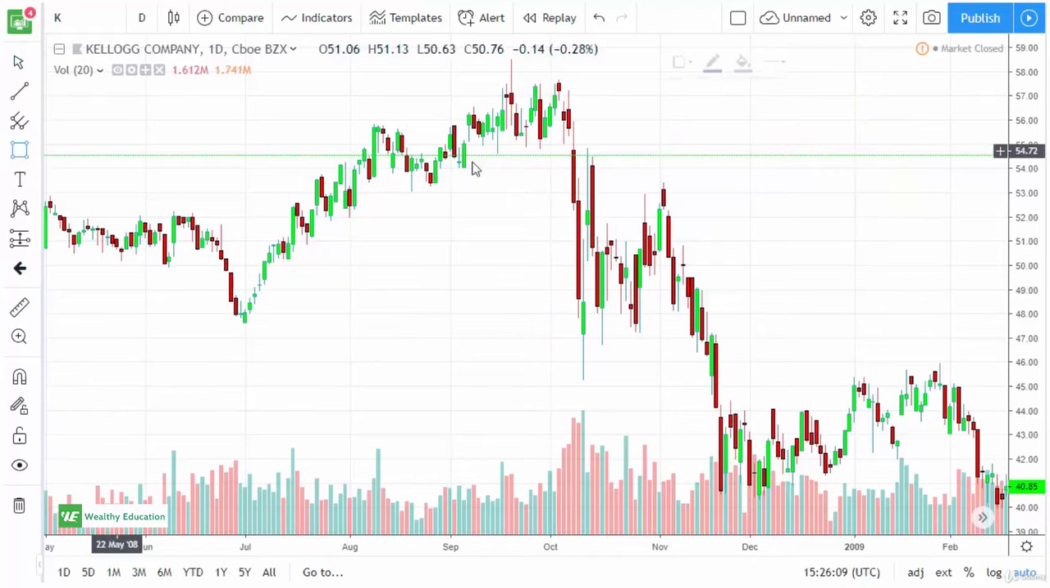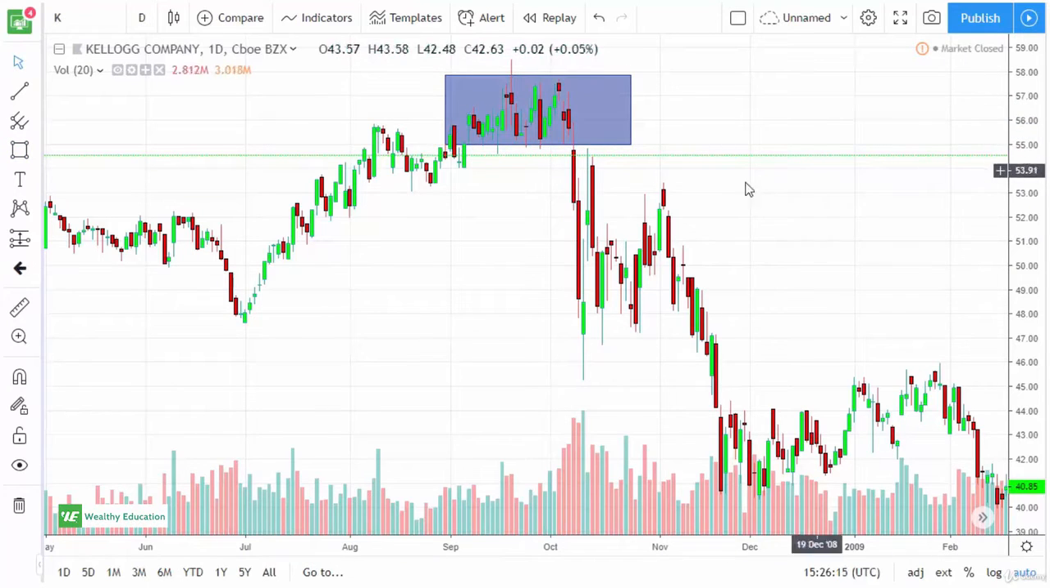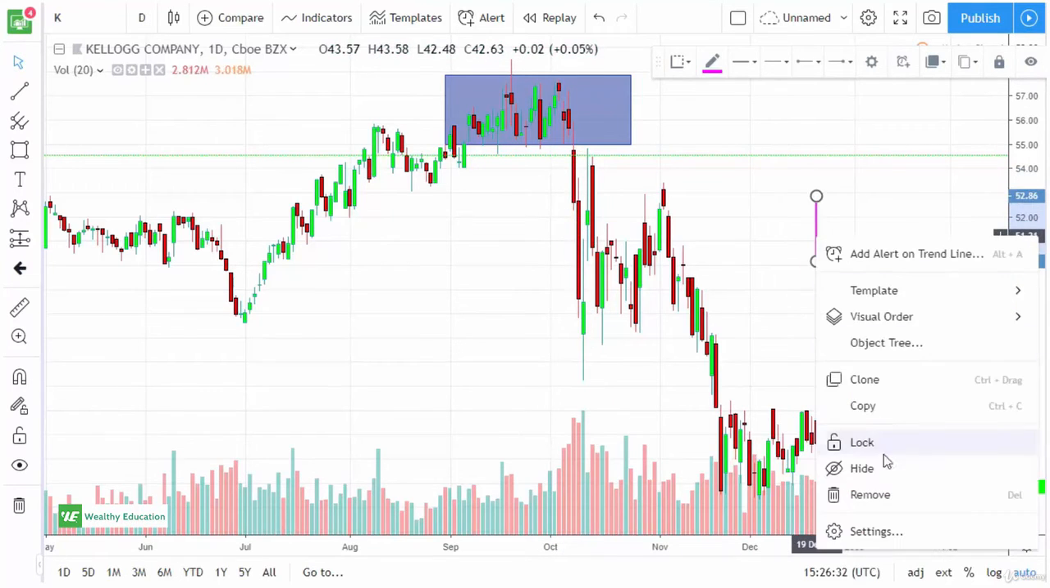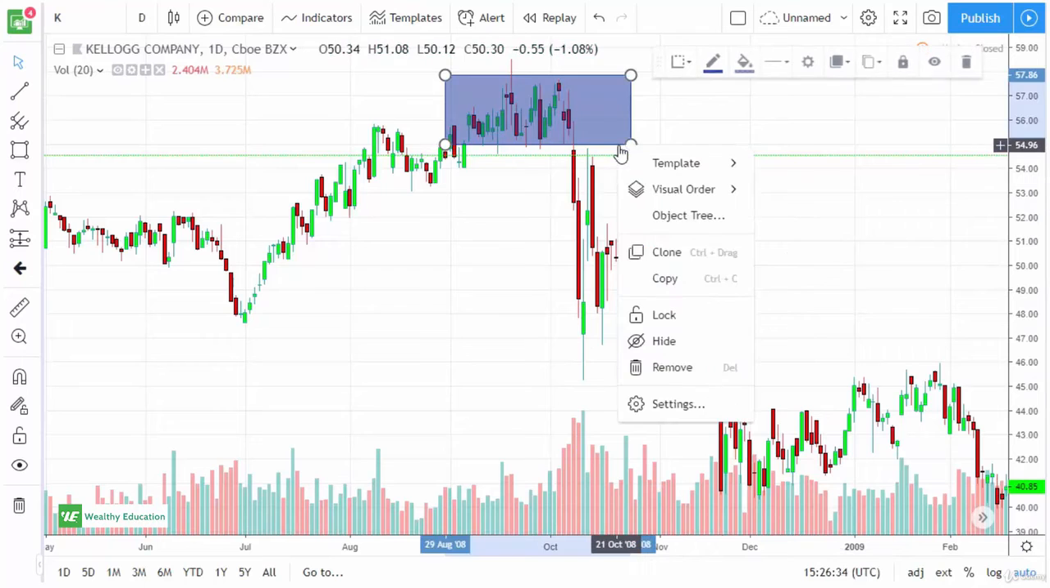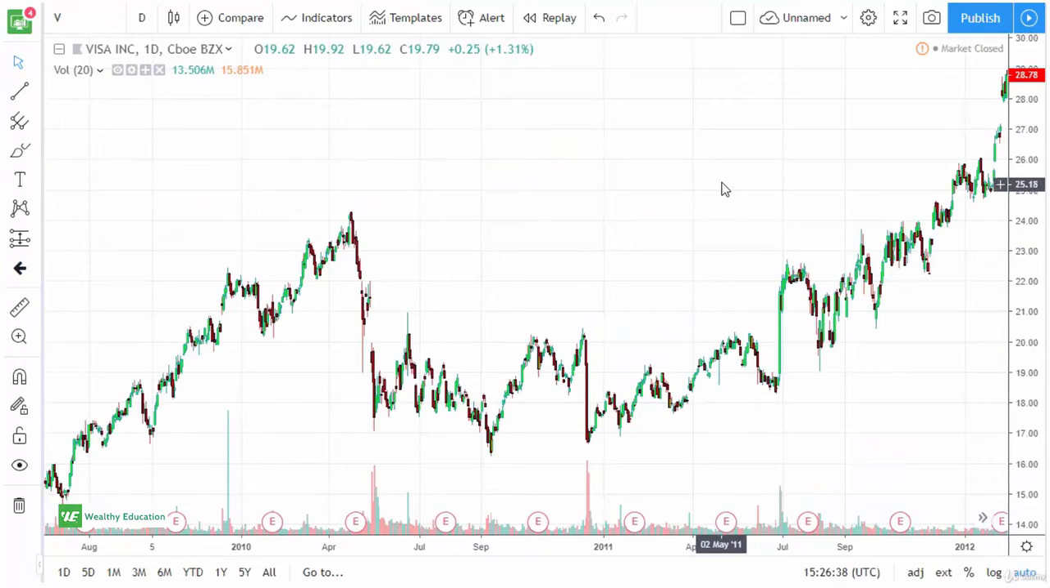So here we have Kellogg, and we had been in an uptrend, and you can see that we ended up forming a rectangle. We broke down, and it was the beginning of something rather negative. You can measure the rectangle, and you can see that we easily hit that and continued to go much further. And in fact, this ended up being like a 4 or 5 to 1 type of situation. So clearly that was an excellent sign.